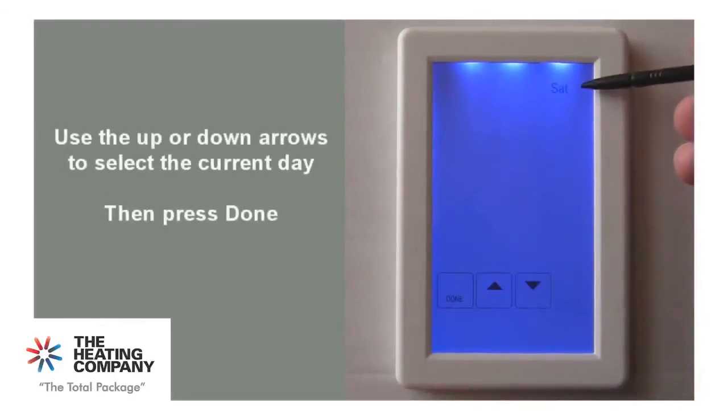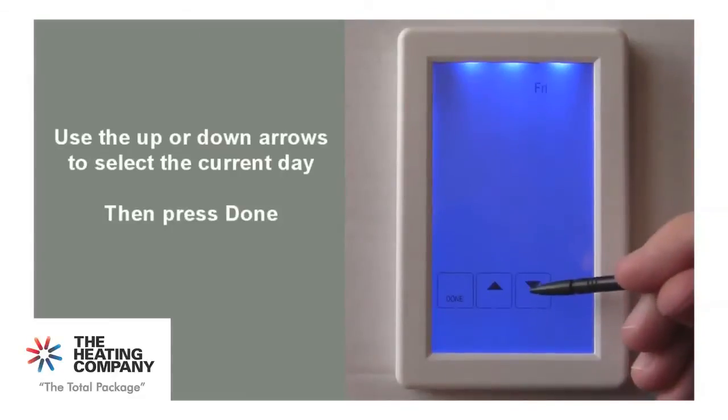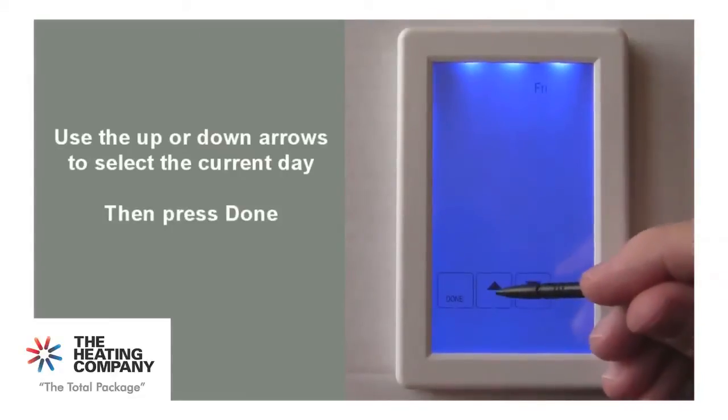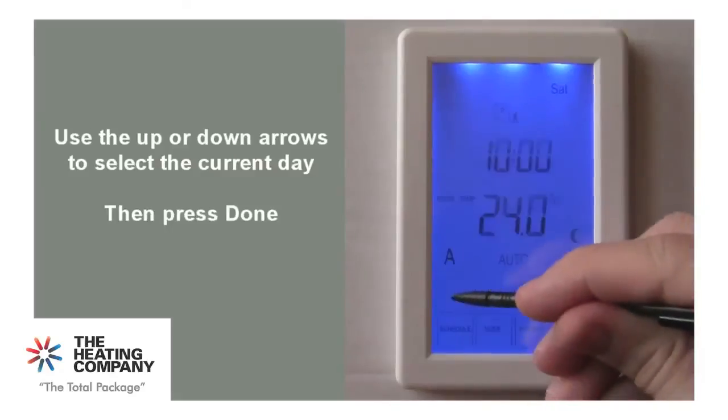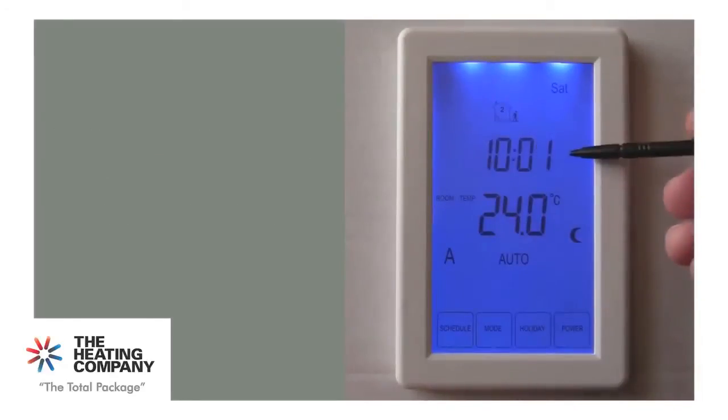Now select the day of the week on the top of the screen by using the up or down arrows. In this case we will select Saturday, then press Done. The time and day have now been set.